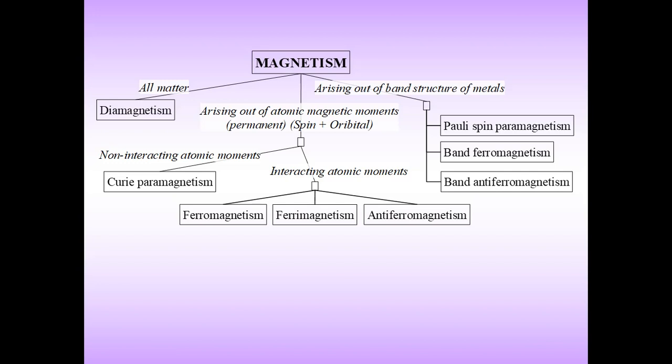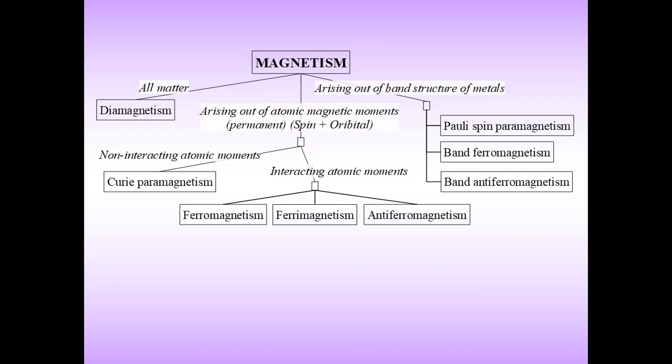A positive number qualifies the material as paramagnetic, and we will show this in the next slides. But first of all, there are different kinds of magnetism. First, all metals show diamagnetism, arising out of the band structures of metals. We will discuss this later in college; for now I just explain the phenomenon.